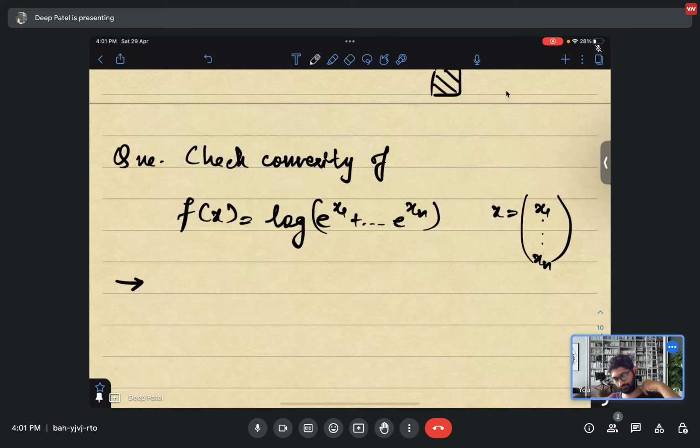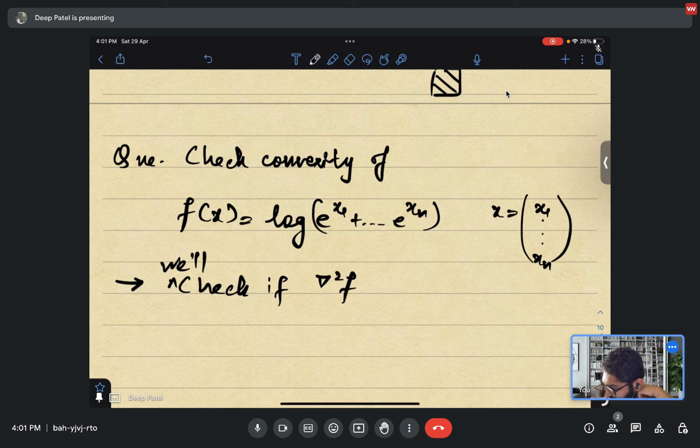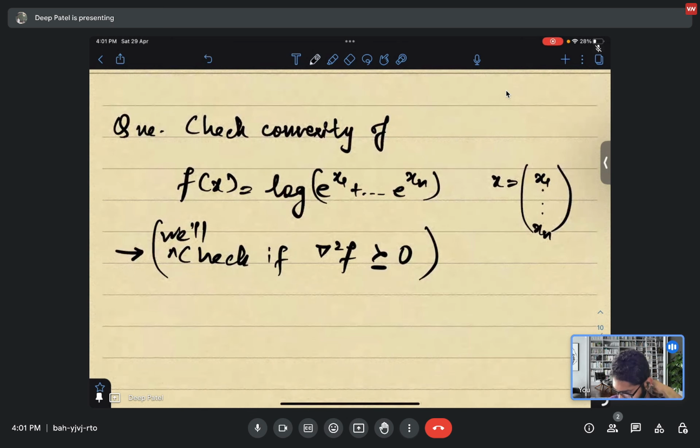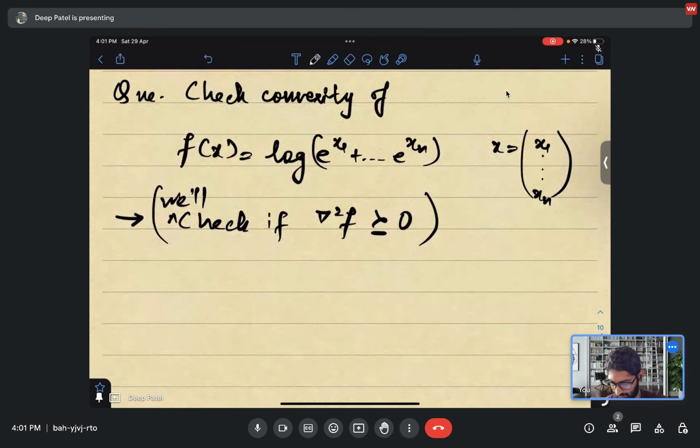So what do we do? How do we check the convexity? One way to do it, that's what we are going to check here. We will check if the Hessian is positive semi-definite. That's what you're going to check. So this will require us to then compute the gradient and then the Hessian. How do we go about that? We'll just do what we discussed just now, which is compute the gradient first.